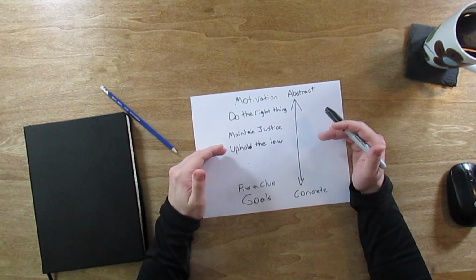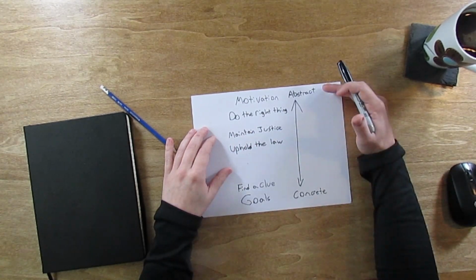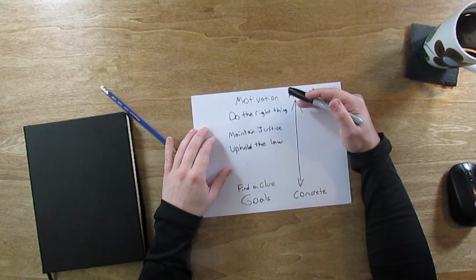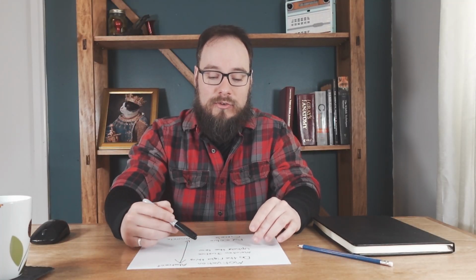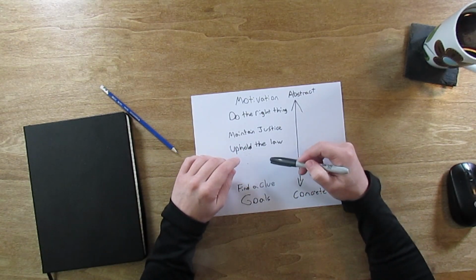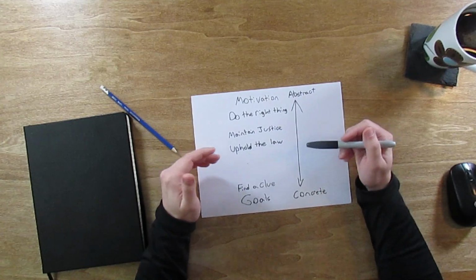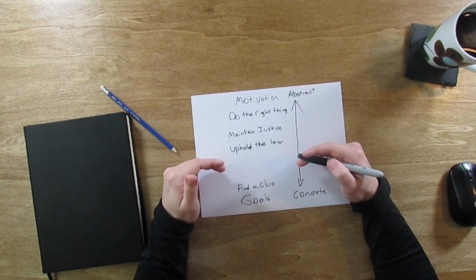Back to our justice-loving detective character, if we make their maintain justice motivation a little bit more abstract, we might get to things like do the right thing or be morally good. If we make it more concrete, we might get into upholding the law or make sure wrongdoers are punished. And then if we go even a layer down from that, we might get to apprehend murderers, solve this specific murder, find a clue that helps to solve this specific murder, which gets into very concrete goal-like territory.